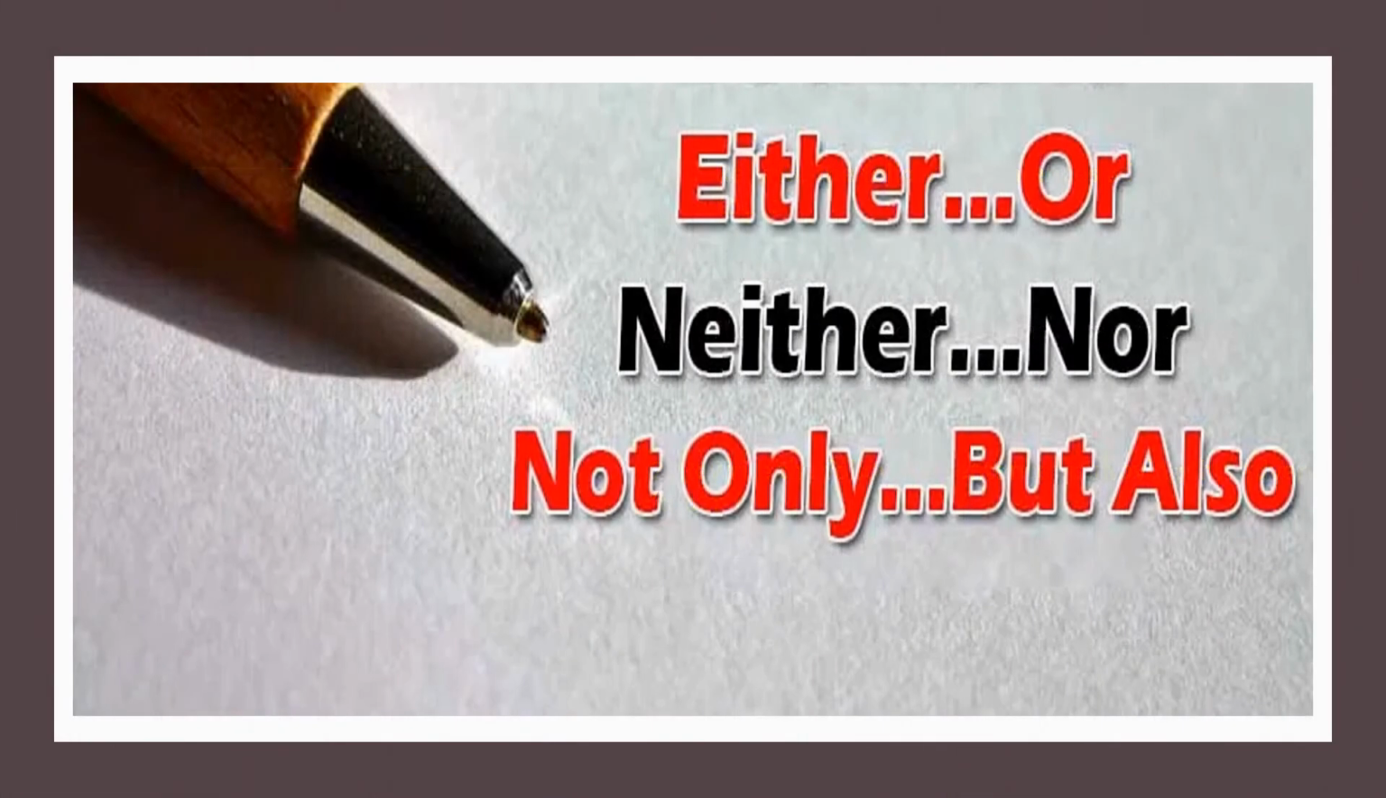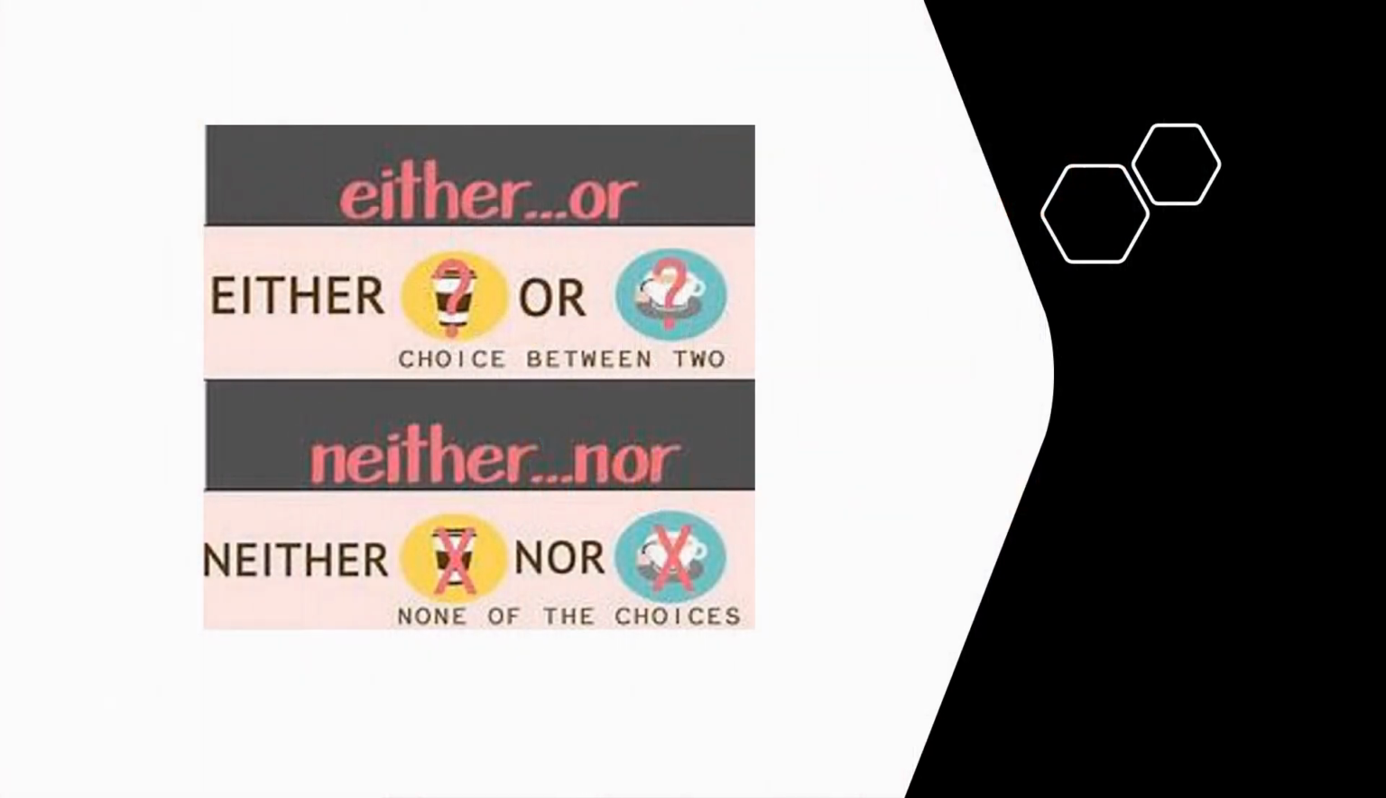The next subtopic is either or, neither nor, not only but also. All of these are correlative conjunctions, so I have put them together. However, either or and neither nor go hand in hand, so let us look at them first. Either or is a choice that we make between two things, and neither nor is that we make no choice between two things, or there is no option between two.